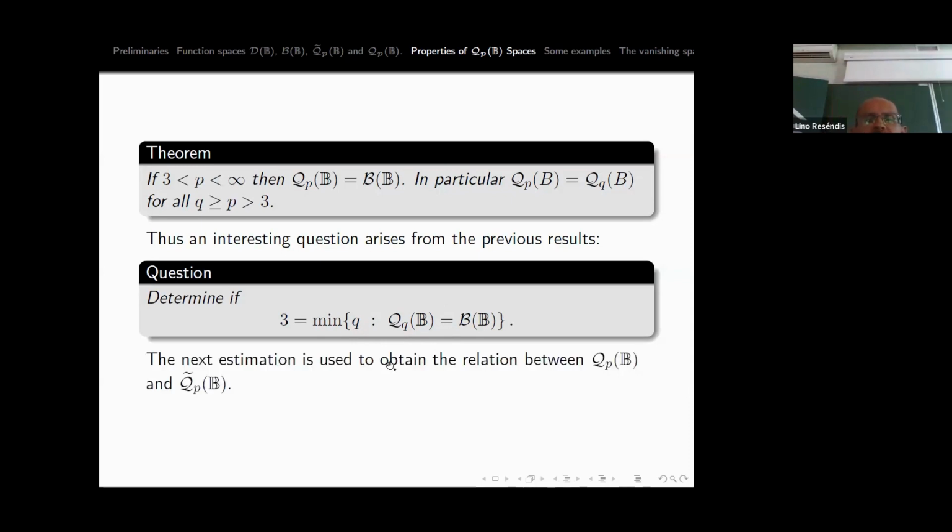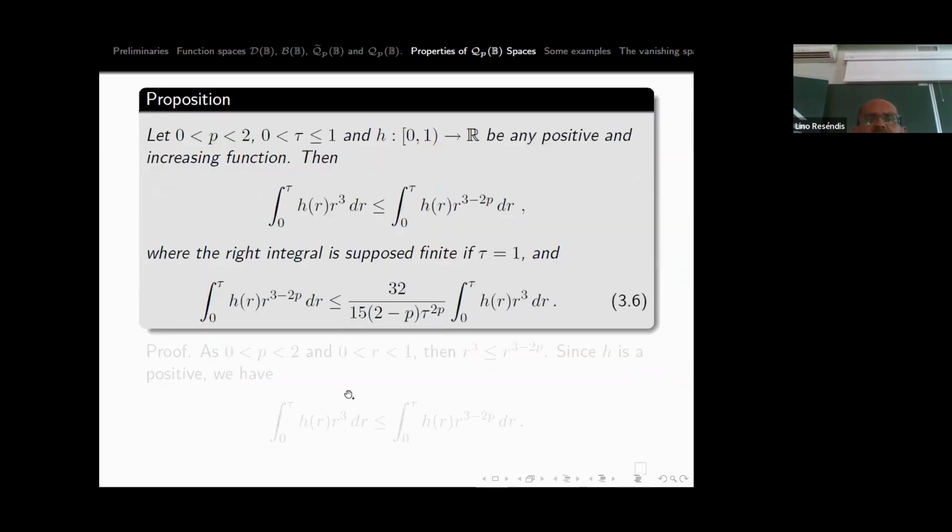Now, the next estimation is used to obtain some relation between Qp space and Qp tilde space. This estimation is in some sense very elementary. However, I will try to explain the sense of this estimation.